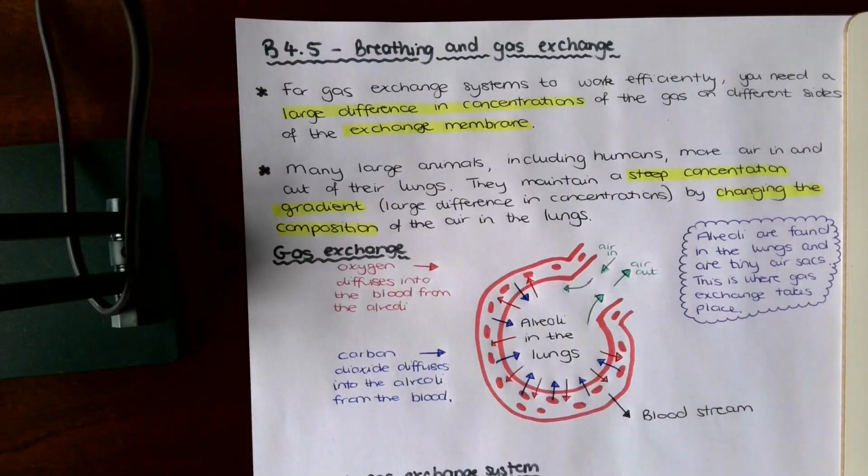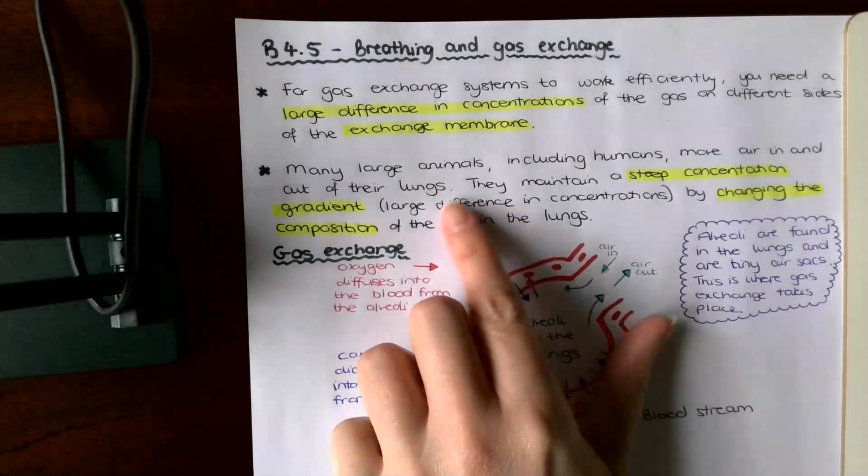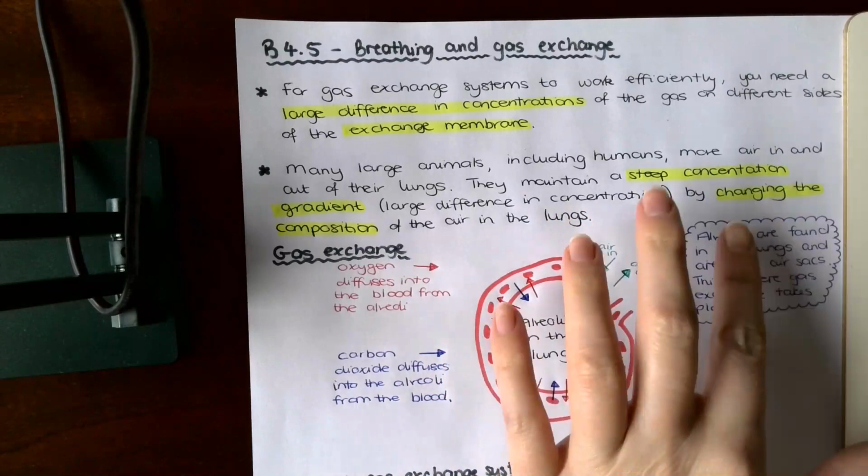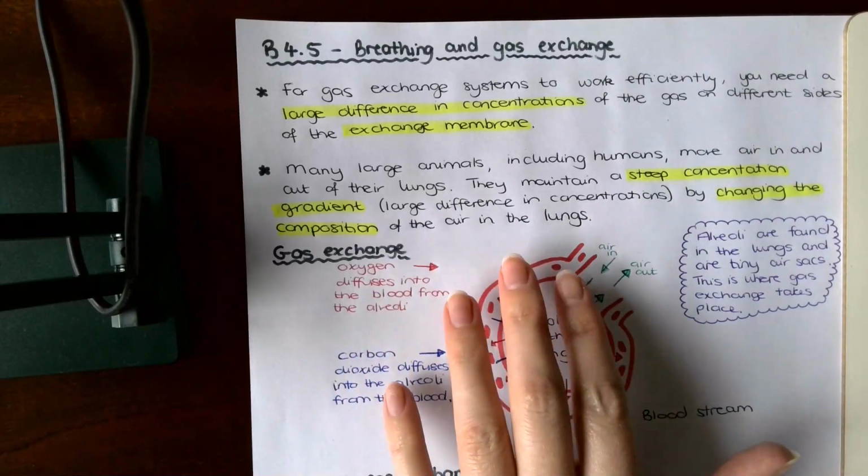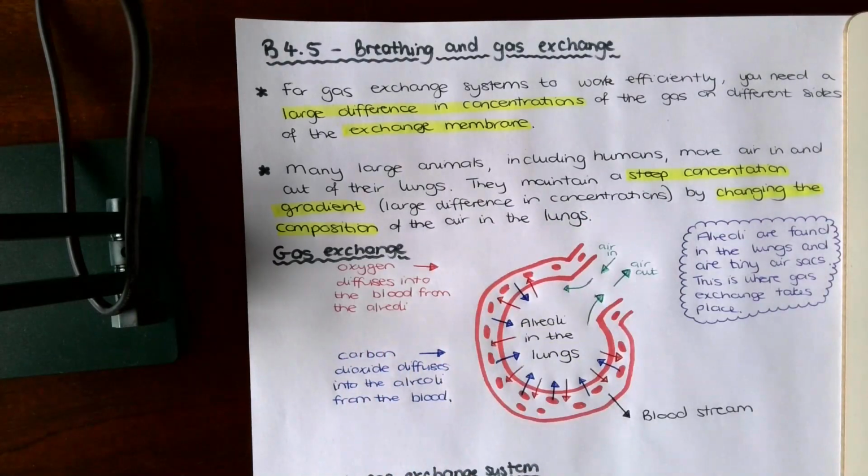They maintain a steep concentration gradient, which is this large difference in concentrations, by changing the composition of air in the lungs. So you all know we breathe air in and out. And there's a different amount of oxygen and carbon dioxide in the air that we breathe in and out, and that difference in composition, so composition is what it's made up of, means there's a different concentration gradient in air. Oxygen and carbon dioxide can diffuse in and out of the lungs.